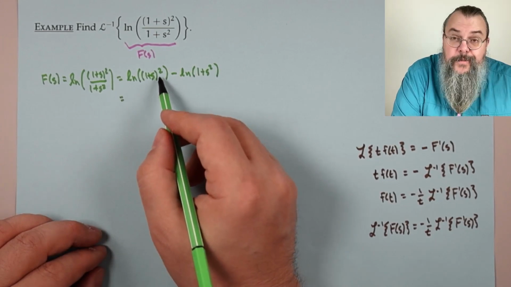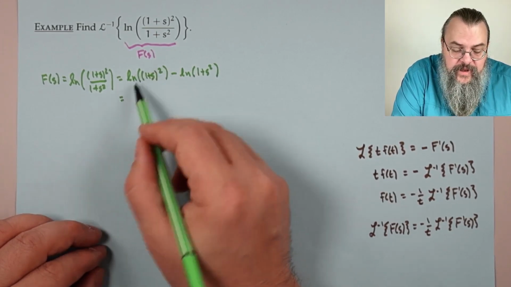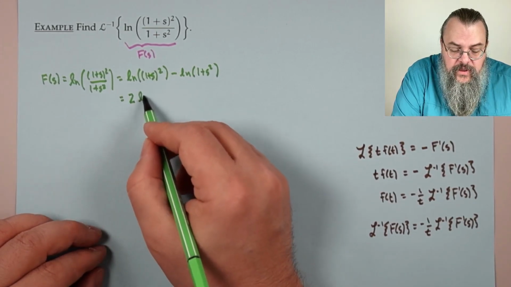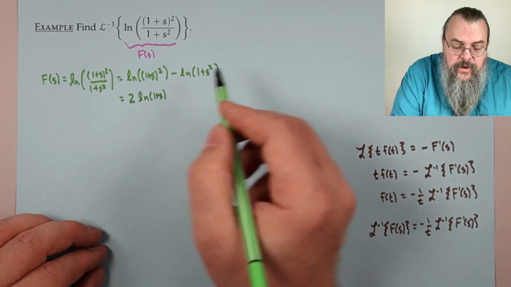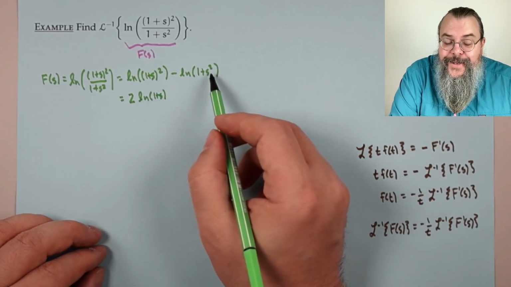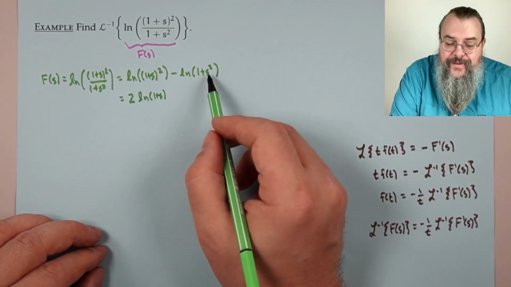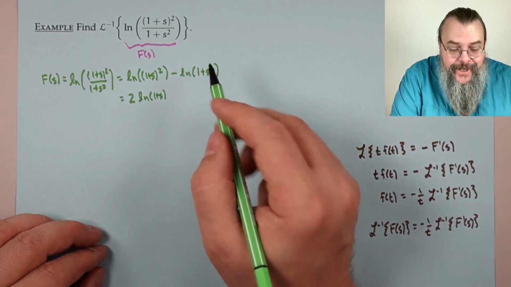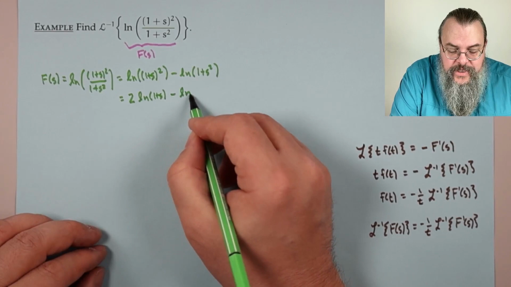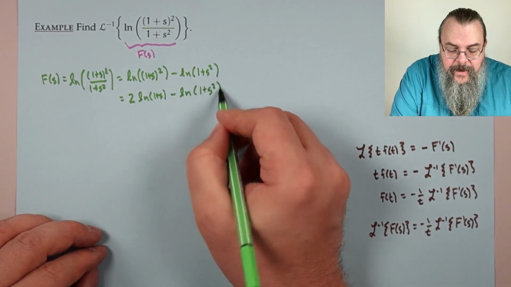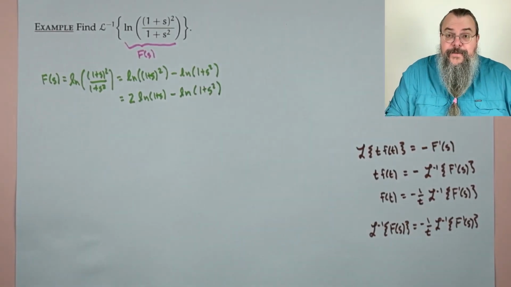And then we can do a little bit here. We can pull this 2 down. So that's 2 log 1 plus s. We can't pull this 2 down because it's not the whole thing being squared, just a piece. And logs in addition do not get along well. It's unfortunate, but it's true. All right, so there's our f of s.